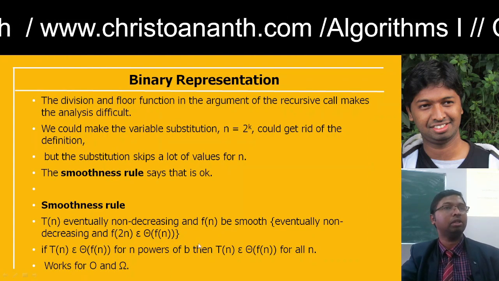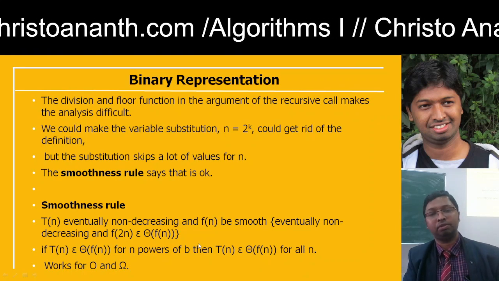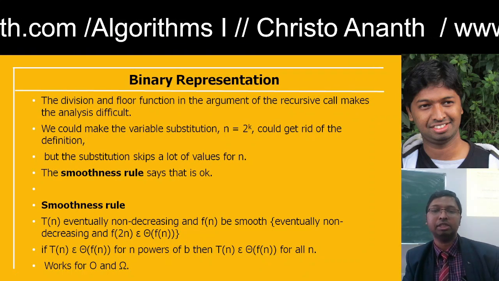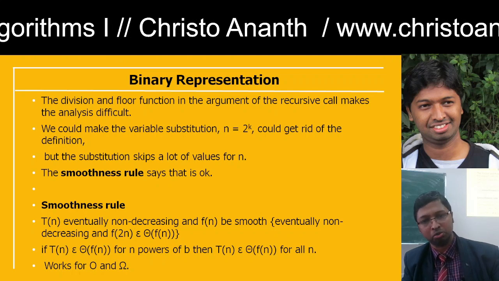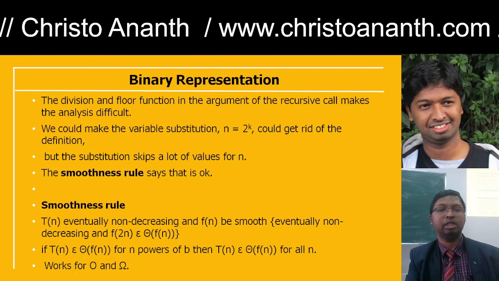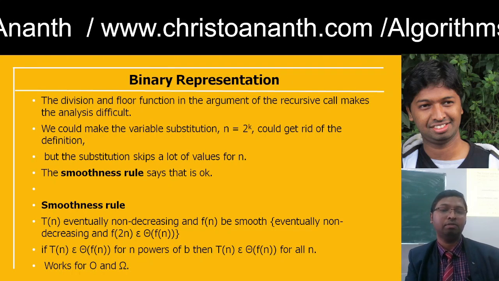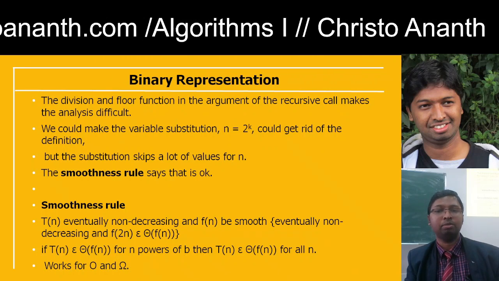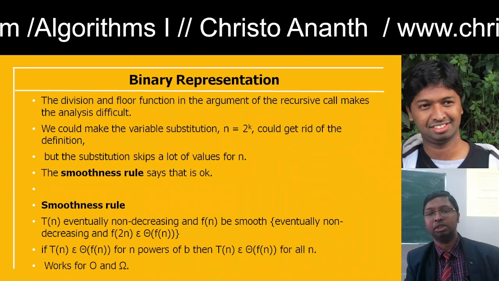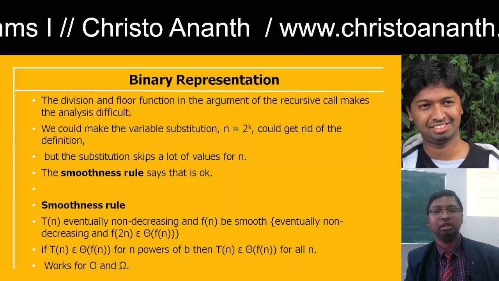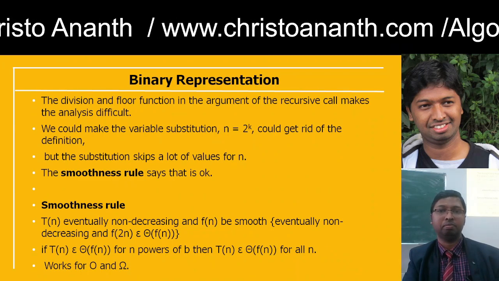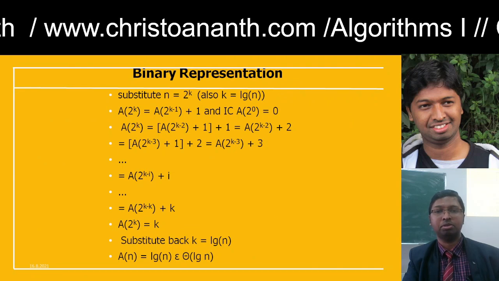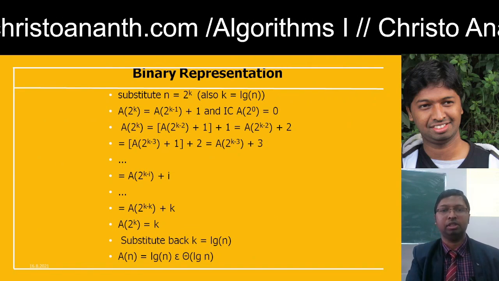So it is actually, we are specifying a function t of n which is non-decreasing, and f of n is smooth. Okay. So maybe let us take the case if t of n belongs to theta of f of n for n a power of b, then t of n belongs to theta of f of n for all values of n. Okay. You substitute n equal to 2 power k in these functions.